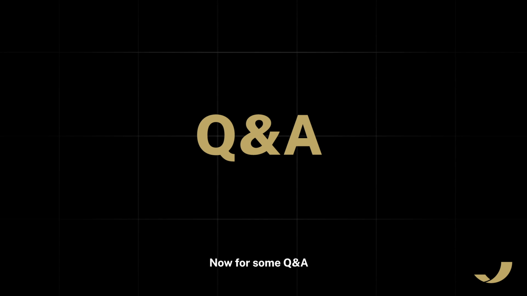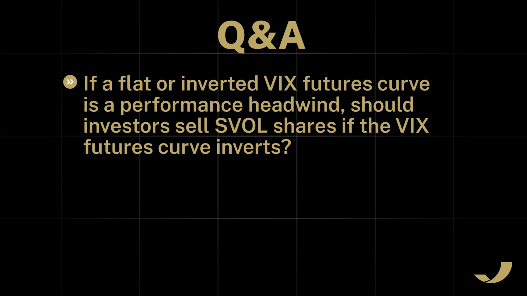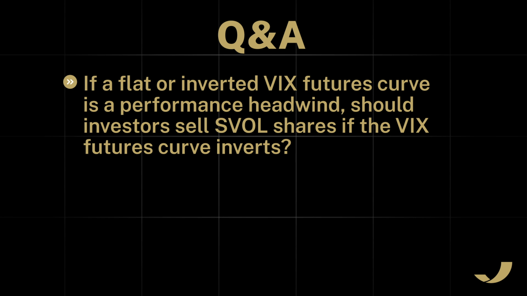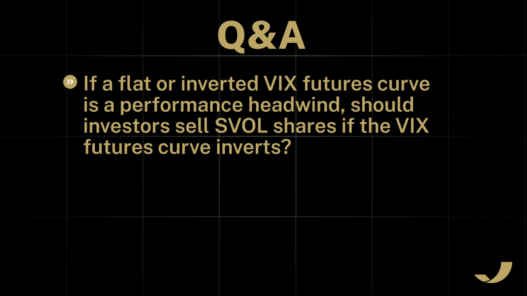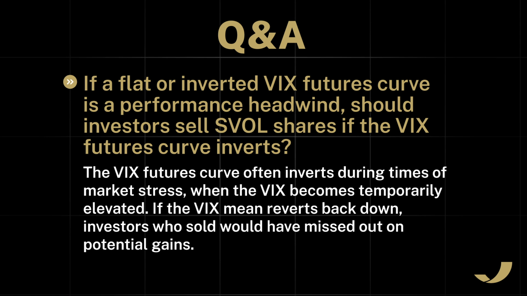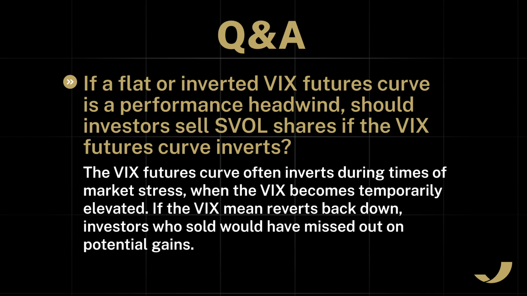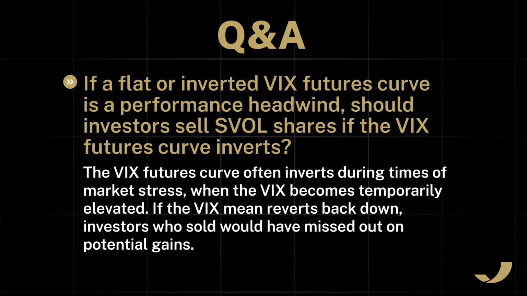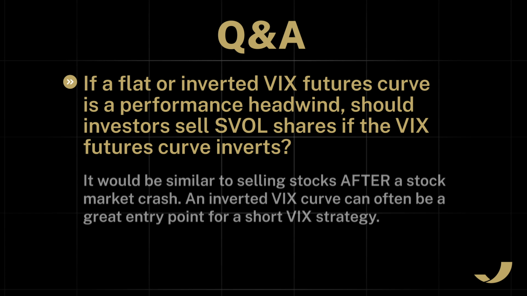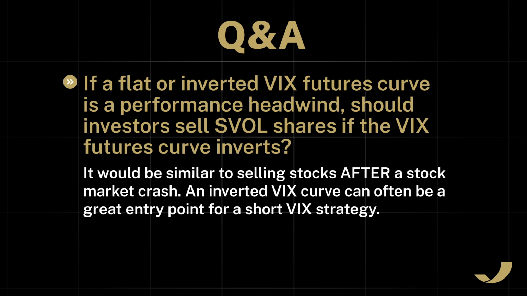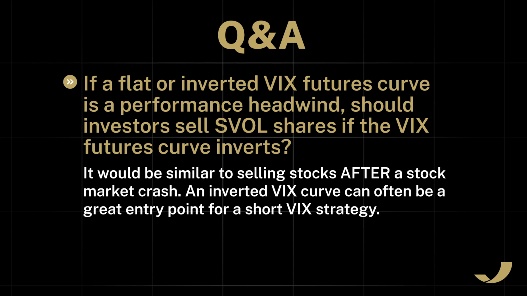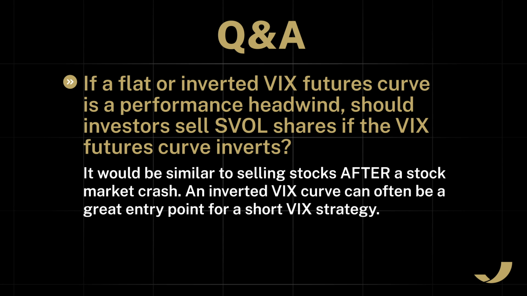Now for some Q&A. If a flat or inverted VIX futures curve is a performance headwind, should investors sell their SVOL shares if the VIX futures curve inverts? The VIX futures curve often inverts during times of market stress, when the VIX becomes temporarily elevated. If the VIX mean reverts back down, investors who sold would have missed out on potential gains. It would be similar to selling stocks after a market crash. An inverted VIX curve can often be a great entry point for a short VIX strategy.